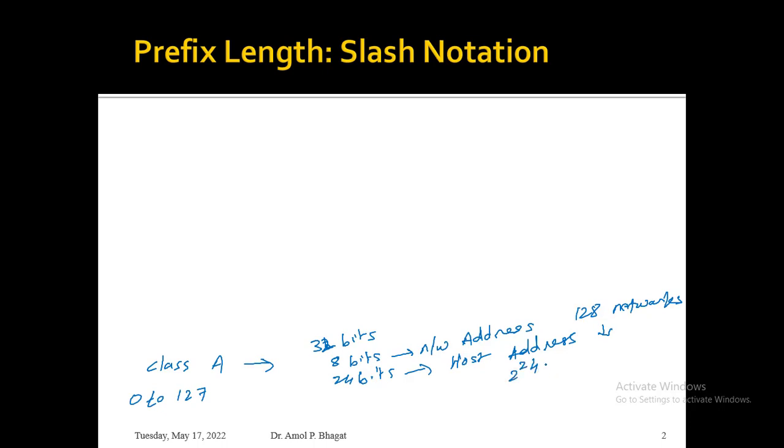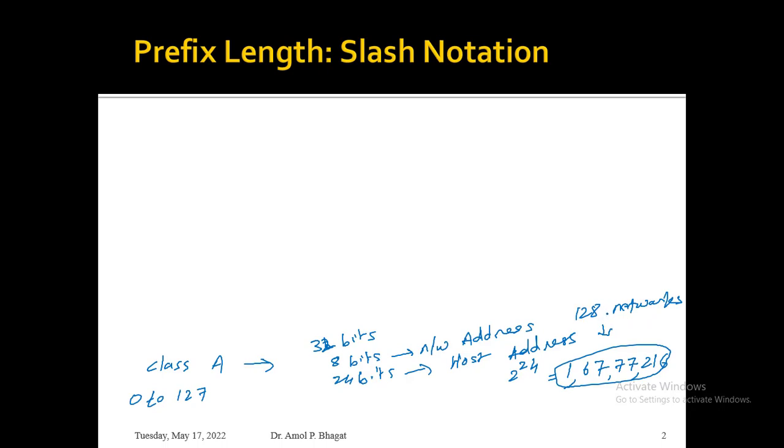So if you compute this particular value, 2 raised to power 24, it comes to around 16,777,216. Okay, so in a single network there can be this many hosts, more than 1 crore of hosts, 1.6 crore of hosts, right?